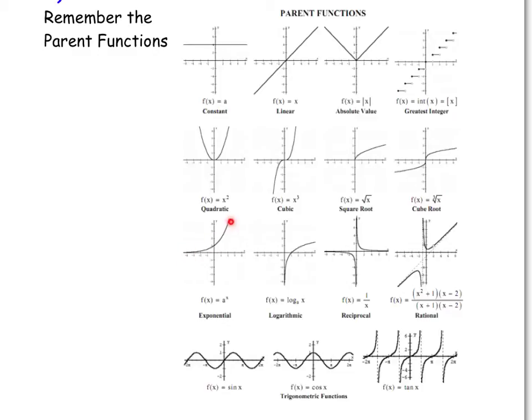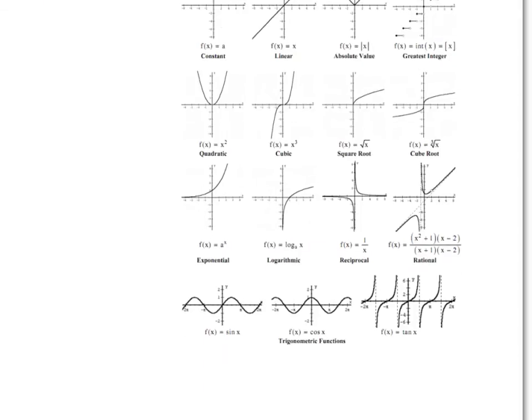This is an exponential graph, so something to the x power. This is a log or ln graph, so it's log based something of x. If you're in algebra 2, you haven't seen that, but that's going to pop up. This is a 1 over x graph. All right. This is a variation of a 1 over x graph where the top has a higher degree than the bottom. And then you got your sine, cosine, and tangent graphs.